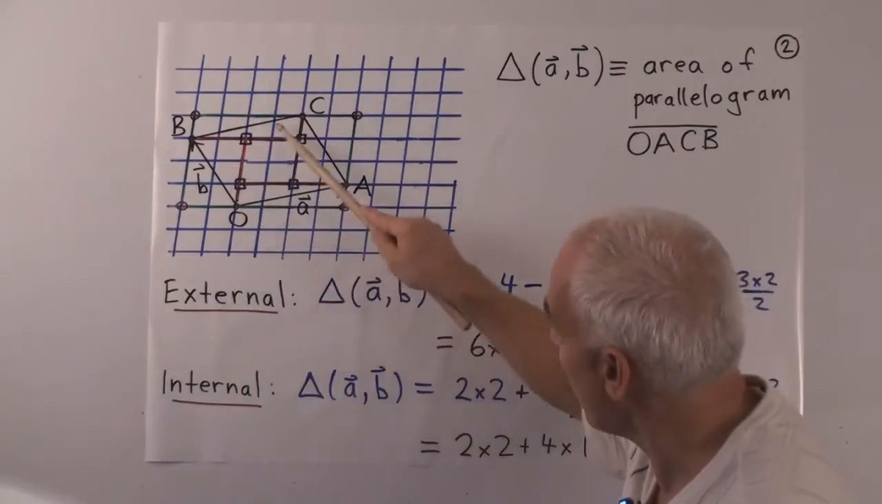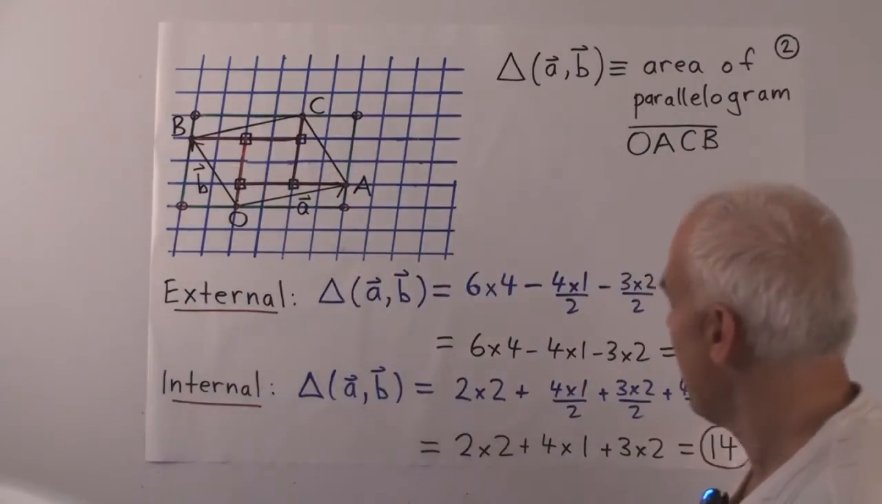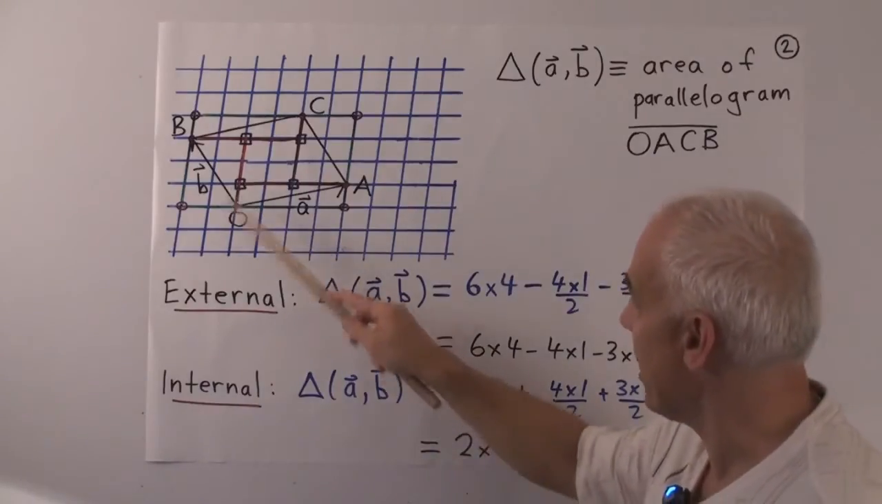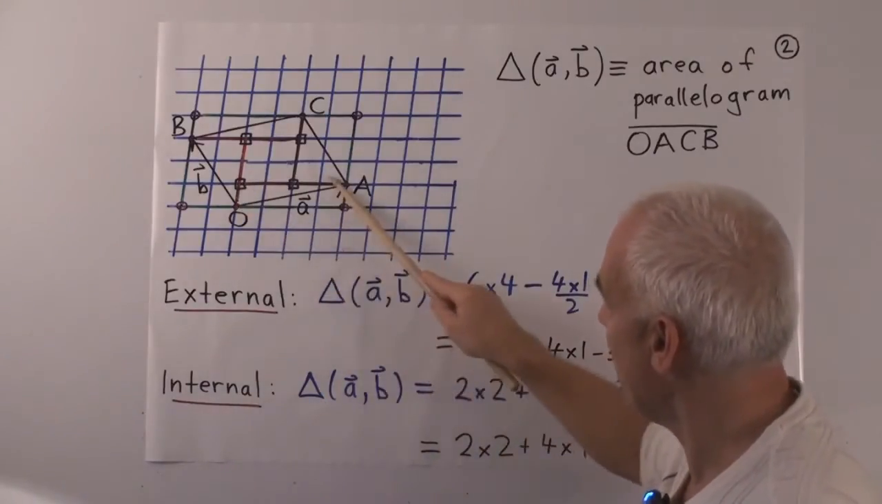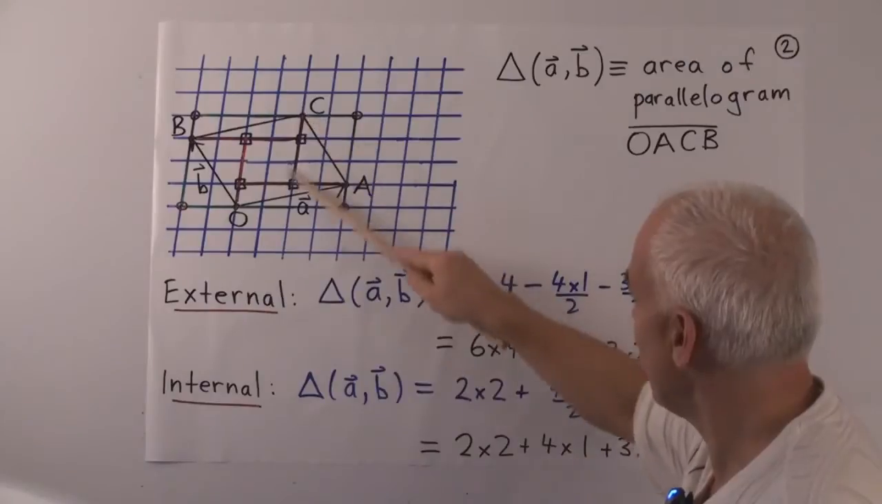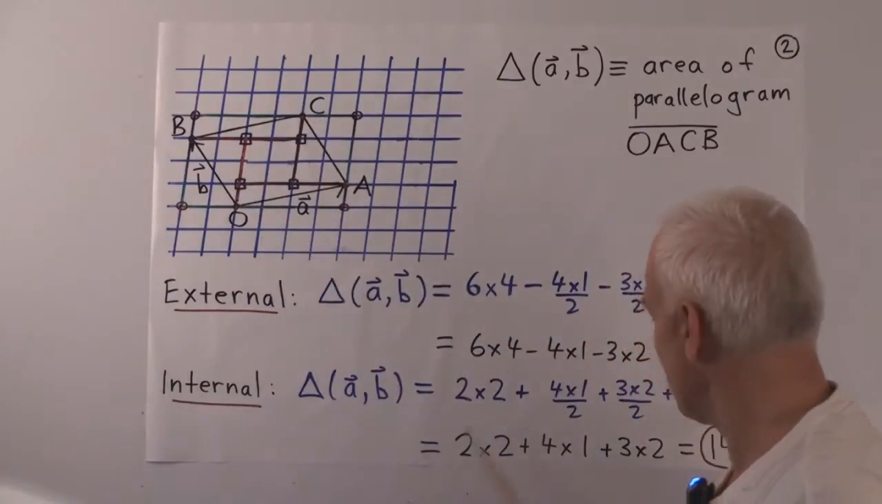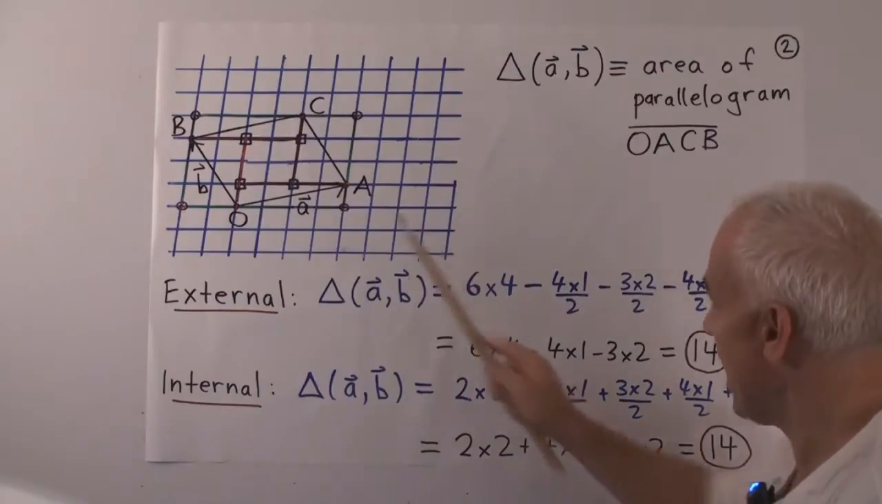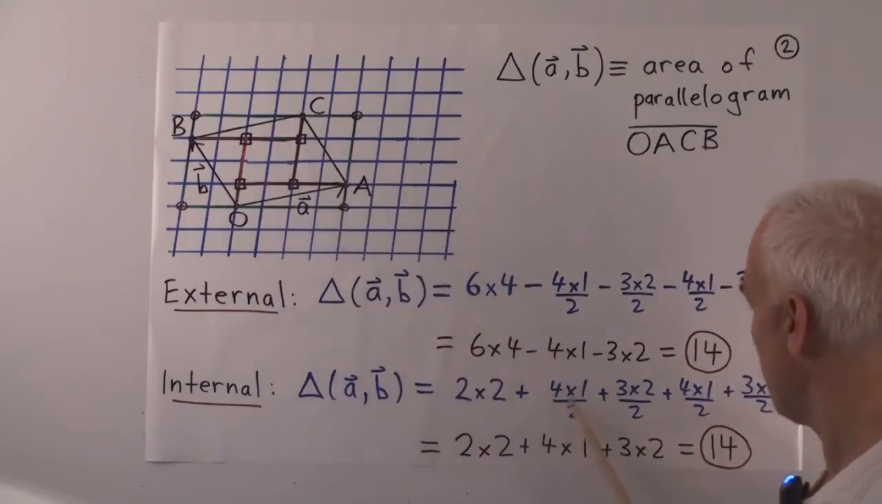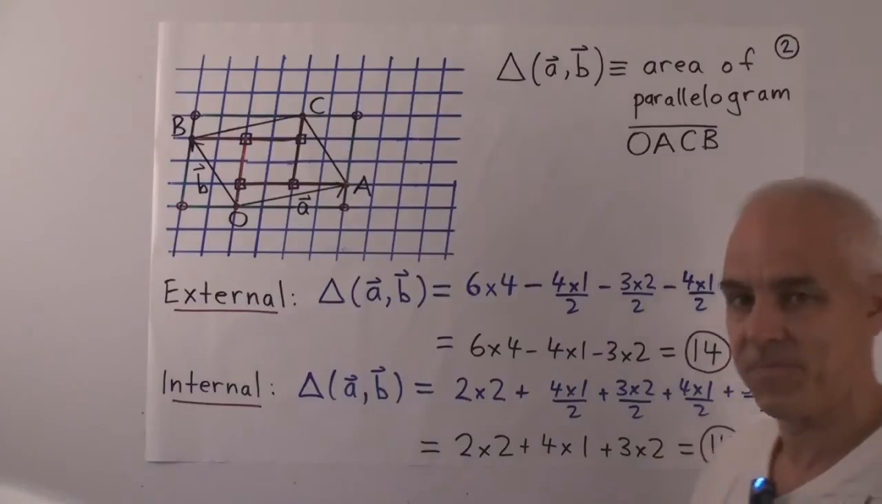again 4 little triangles. And those little 4 triangles have areas 4 times 1 over 2, and 3 times 2 over 2, and 4 times 1 over 2, and 3 times 2 over 2. And so again, you get exactly the same story, but now we're adding 2 times 2 plus these 4 triangles.